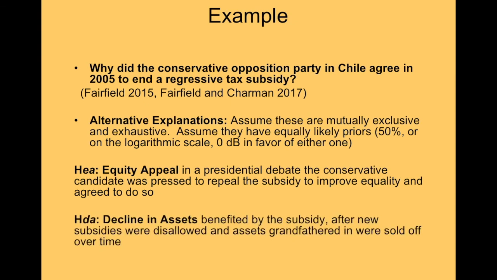A second explanation is the decline in assets explanation: that the assets that benefited from this tax subsidy were just declining in value, and so it didn't matter as much to the wealthy people, and therefore it didn't matter as much to the opposition party, so they could easily get rid of it, right? Okay, so those are our hypotheses. Again, we're assuming they're exhaustive and mutually exclusive.